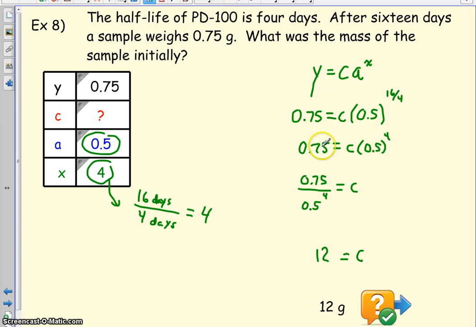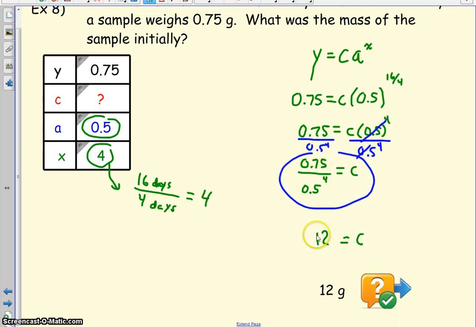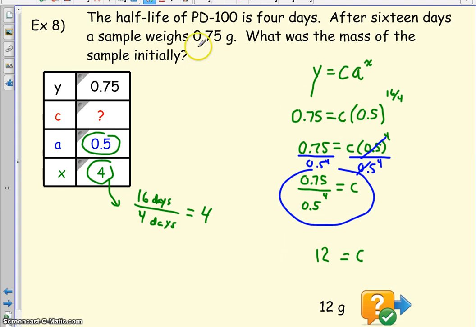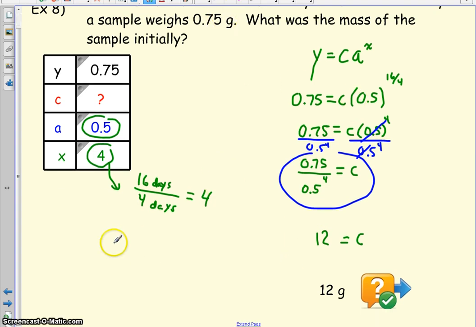Okay, so once we have all that, it's just a matter of using algebra to solve for C. So we have 0.75 equals C times 0.5 to the exponent 4. We divide both sides by 0.5 to the exponent 4. Okay, we're at a point where we can just solve for C by running it through our calculator, and it winds up giving us a value of 12 grams. So we start with 12 grams. After 16 days, it's going to be worth 0.75 grams.